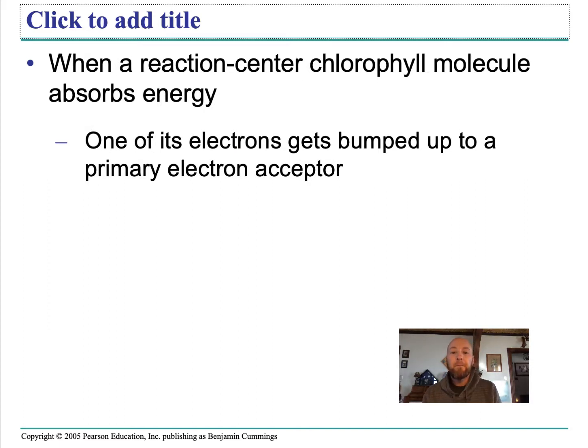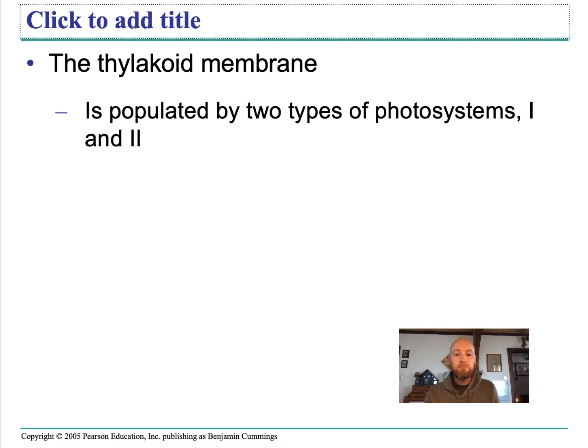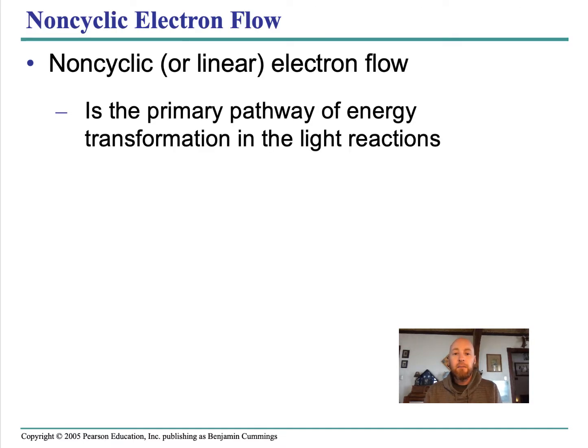A single electron gets basically bumped up to a very high energy state, and there's a molecule there called a primary electron acceptor that will receive it. Again, this is located on the thylakoid membrane, the inner membrane of the chloroplast. And we're going to go through a process now with that electron called non-cyclic or linear electron flow.